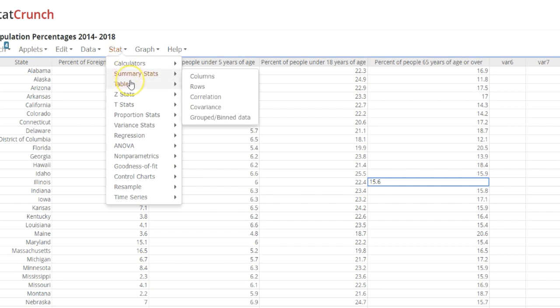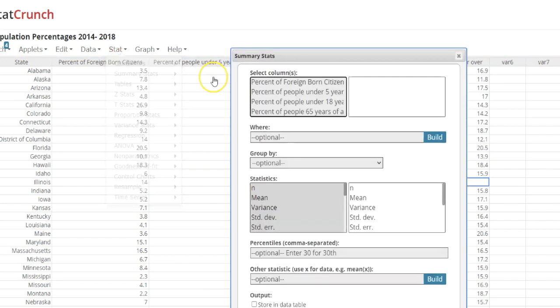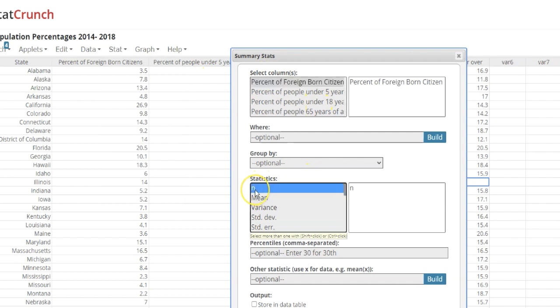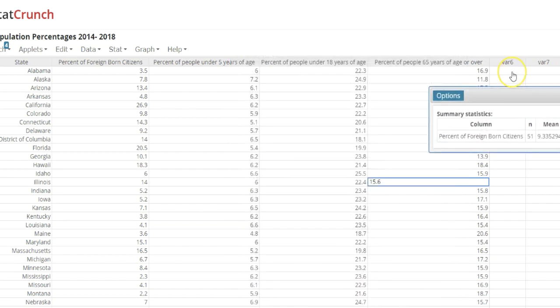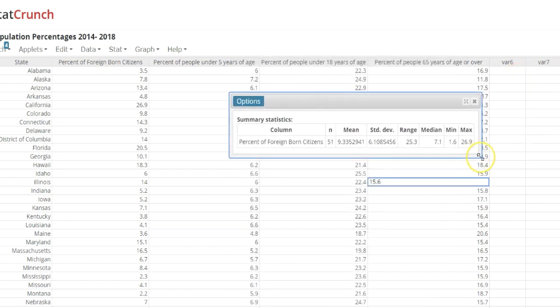the summary stats. And if we look again at percent of foreign-born citizens, N is how many states I looked at. I want the mean, the standard deviation, the range and the median as well. And since we've got them, the min and the max, we'll stop there right now. If I push compute, now I get all those values.